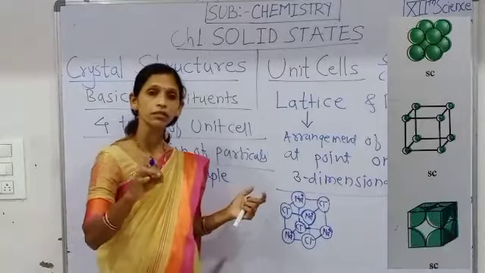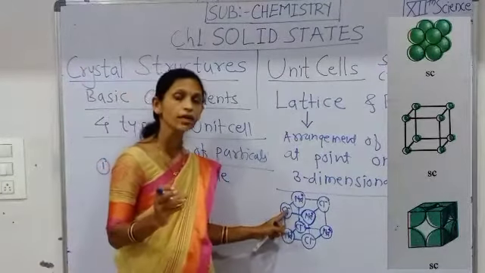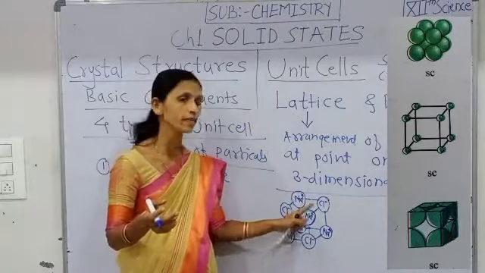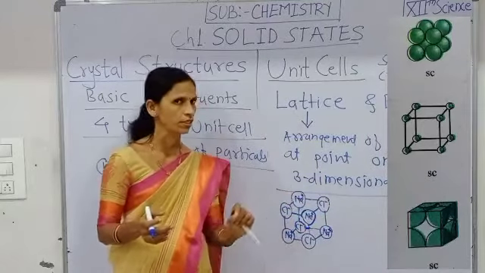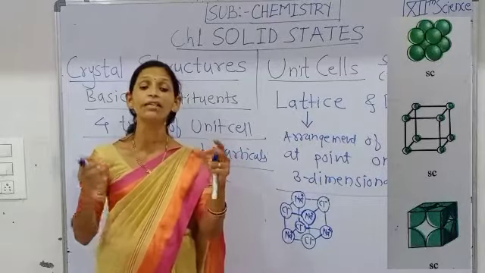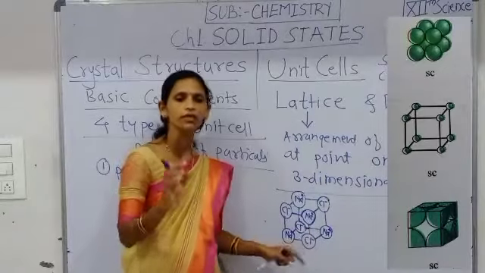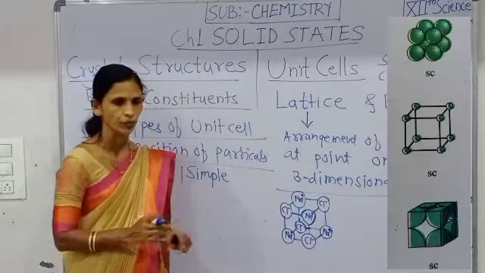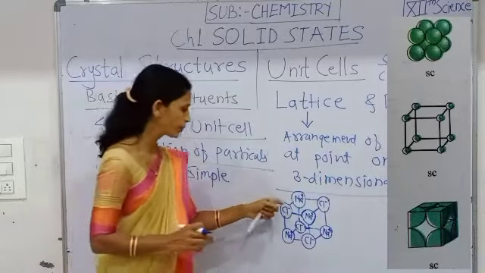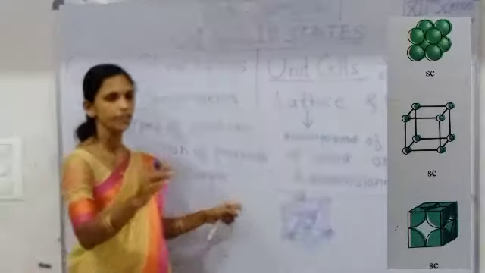When there is a simple unit cell, for example, see here, in the simple type of cubic unit cell, the particles, basic constituents, which may be atoms, molecules or ions, are present at the 8 corners of that unit cell. That means those basic particles are only present at lattice points. The corners of the unit cells are known as lattice points. And basic particles are present only at the lattice points. That is the simple type of unit cell.